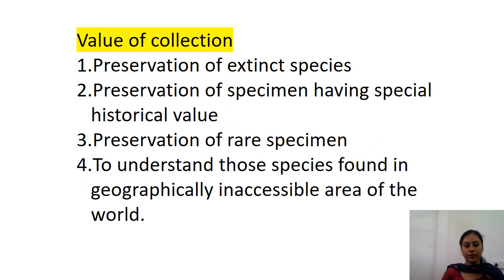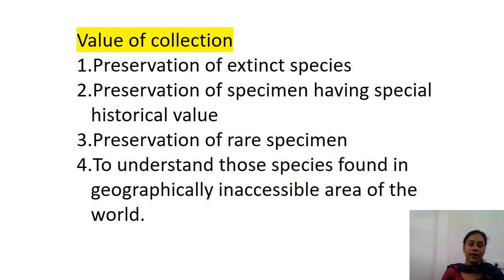There are many values of taxonomic collection. In our present slide, we have mentioned some important values of collection. That is, number 1, preservation of extinct species. Number 2, preservation of specimens having special historical value. Number 3, preservation of rare specimens. Number 4, to understand those species found in geographically inaccessible areas of the world.